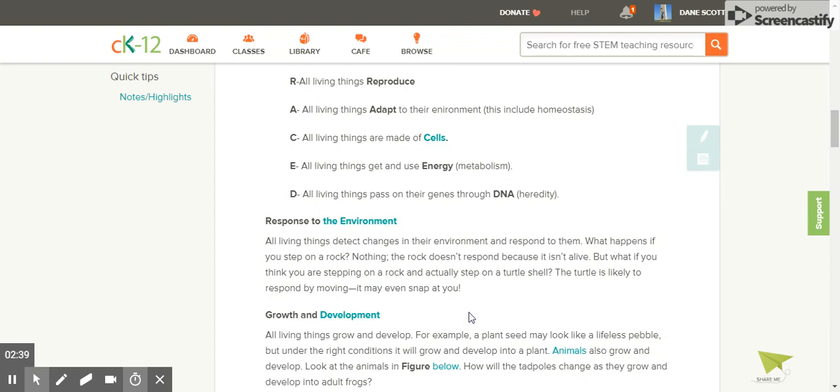All right. So what does it mean to respond to the environment? All living things detect changes in their environment and respond to them. What happens if you step on a rock? Nothing. The rock doesn't respond because it isn't alive. But what if you think you are stepping on a rock and actually step on a turtle shell? The turtle is likely to respond by moving. It may even snap at you.